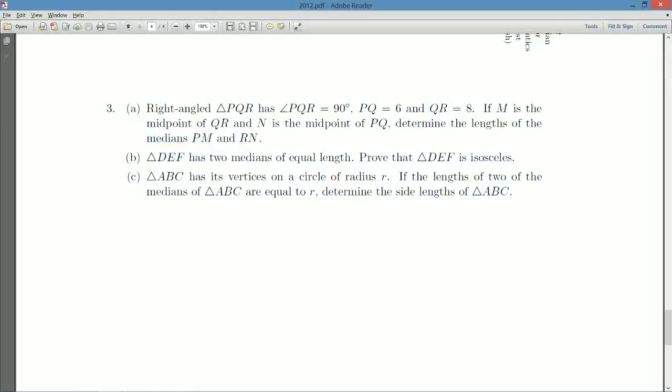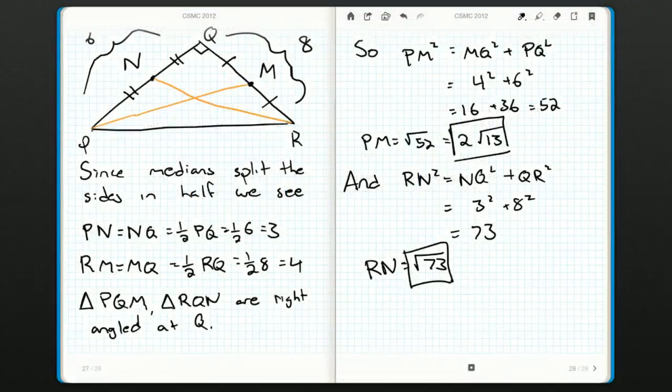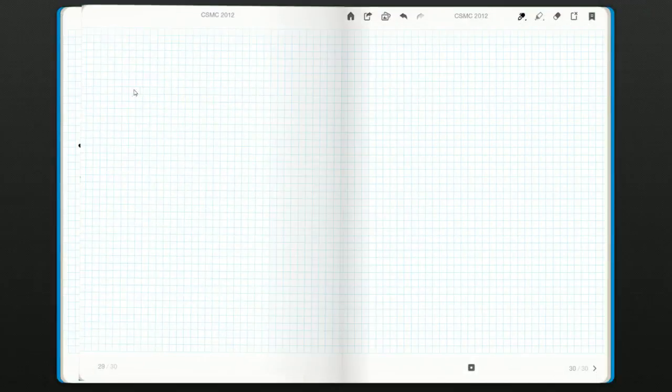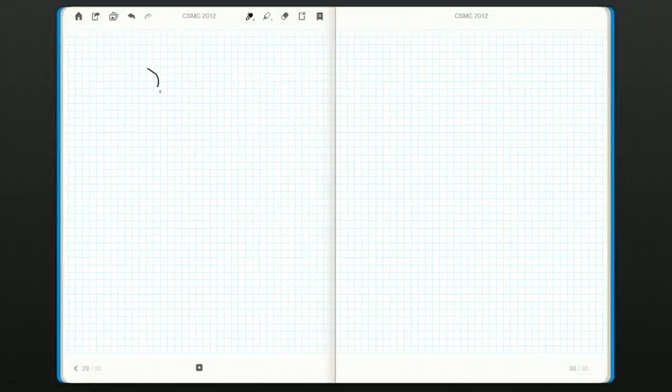So B part. Triangle DEF has 2 medians of equal length. Prove that triangle DEF is isosceles. Okay. So we're not told which medians they are. So we can draw a picture and make a guess, say that maybe it's the median splitting DE and EF. Who knows? So, draw ourselves a little picture on a new piece of paper, and we get something like, we'll say it's DEF.